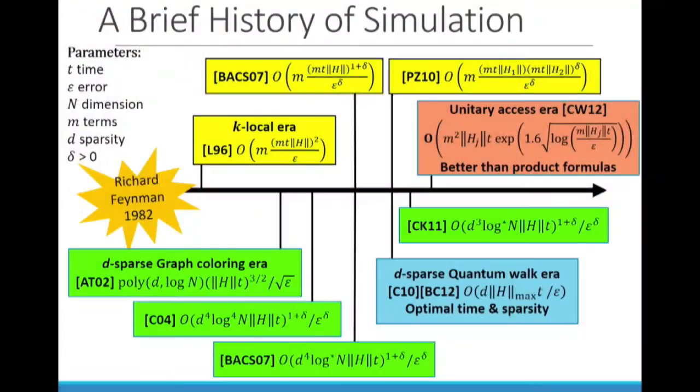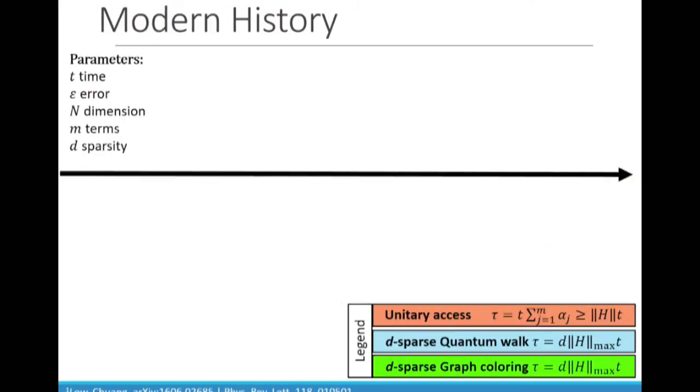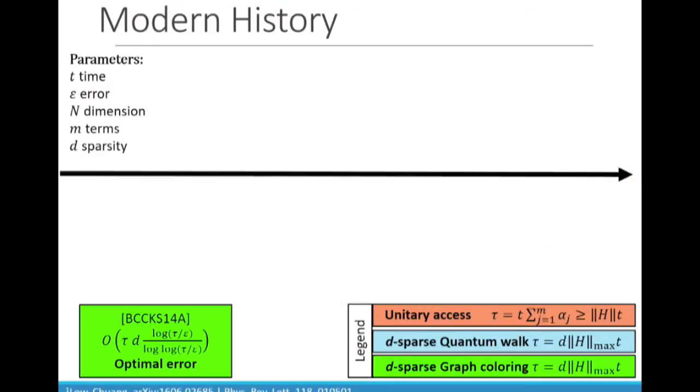So now we enter the modern era, and the breakthrough result in the last 2 years was by Dominic Berry, Andrew Childs, Richard Cleve, Robin Kothari, and Rolando Somma. There they found an alternate approach for the d-sparse model that has optimal scaling in error. But unfortunately, the scaling with respect to time is not quite linear, but very close.